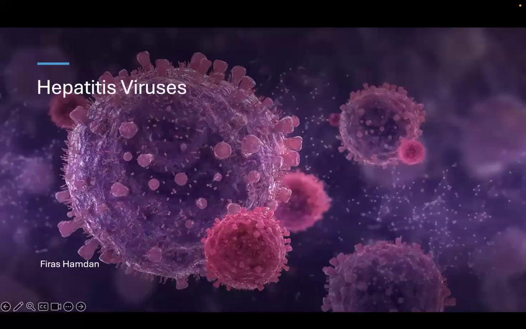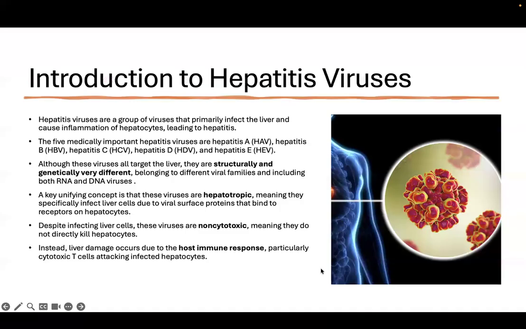All right, guys. So today we're going to talk about hepatitis viruses. These are a weird, kind of interesting group of viruses. First of all, hepatitis viruses are not a family. They're just technically a group of viruses that we put together purely because they have a specific tropism towards our hepatocytes, hence our liver. And then, of course, they induce inflammation of it, hence hepatitis.